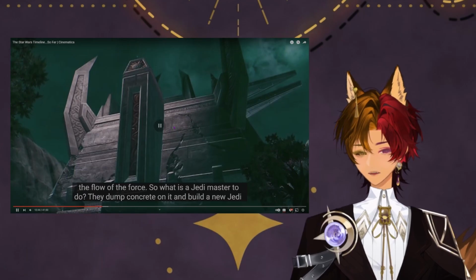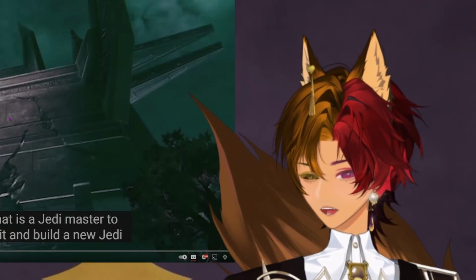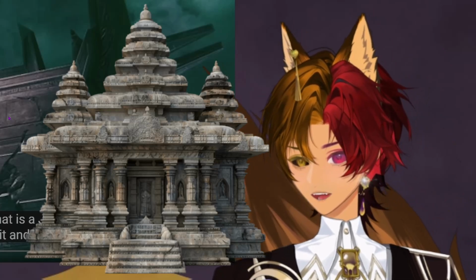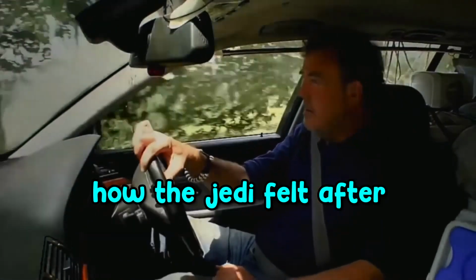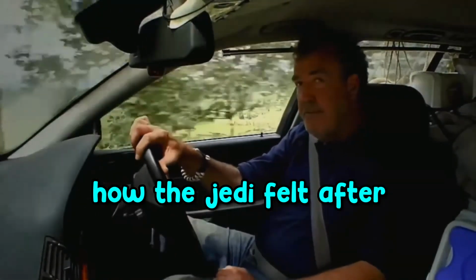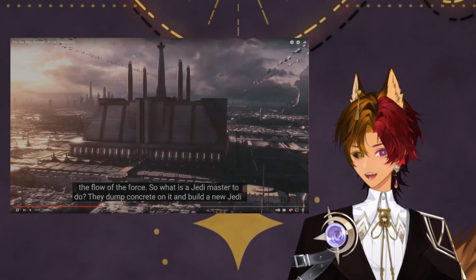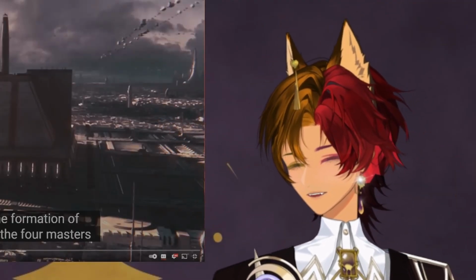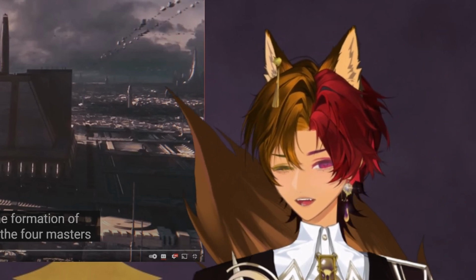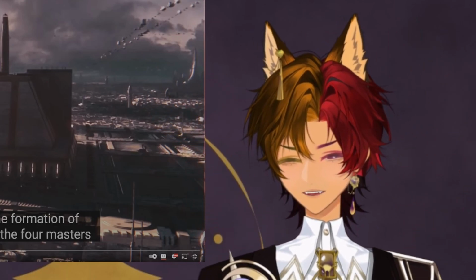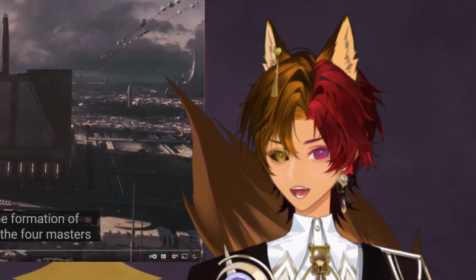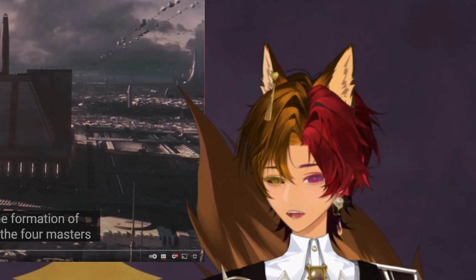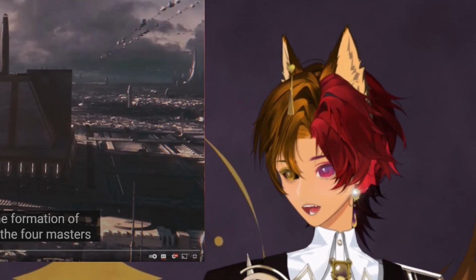So, what's a Jedi Master? If I remember right, they built another shrine on top of the shrine, right? Sometimes my genius is almost frightening. To do, they dump concrete on it and build a new Jedi temple over top of it. Yep, okay, I did remember that, right? Like, I remember they just did the weirdest, dumbest thing, and then they just built over it. They're like, yeah, that looks like a good spot. Oh, somebody's car there? I paid for that spot.